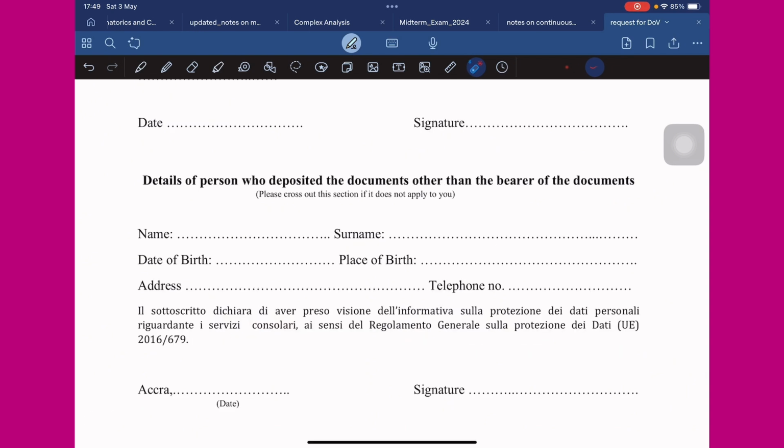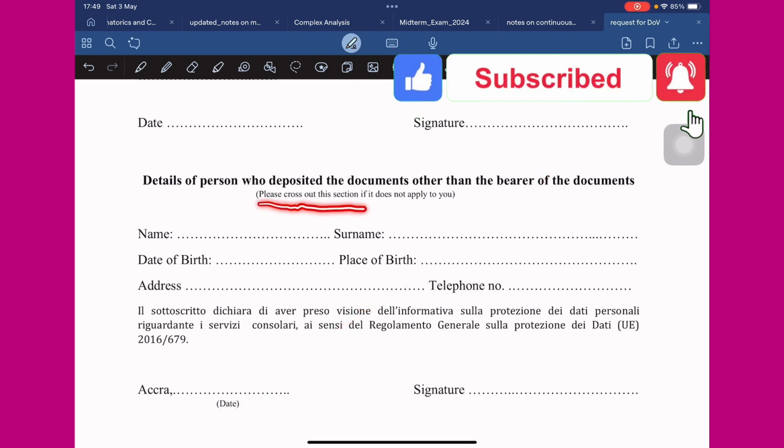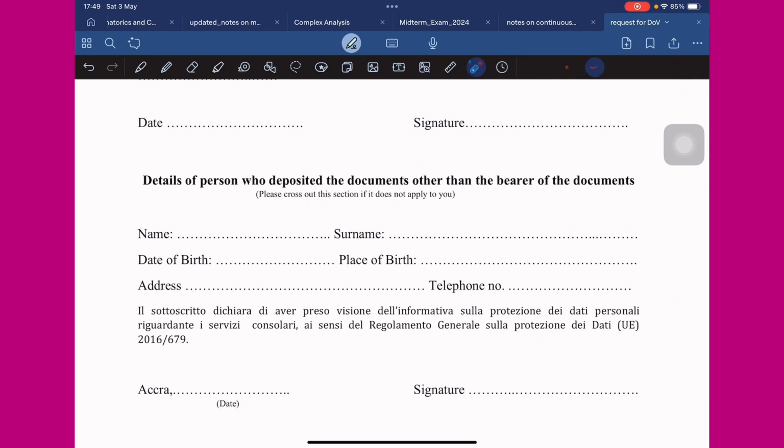But if you are submitting it yourself, then you just have to cross this section out like this. As it's been written here, please cross out this section if it does not apply to you. Meaning, if you are submitting the document yourself, you just have to cross it out like this. That's all.